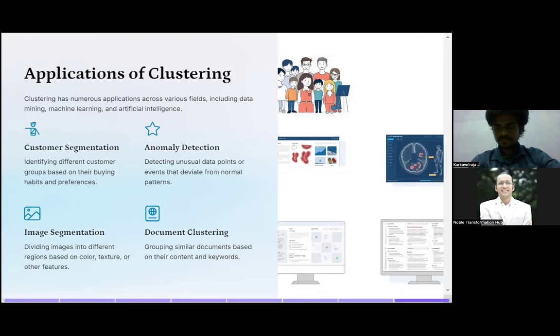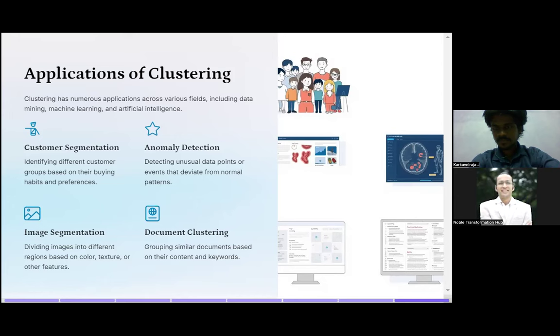Then we have image segmentation. It divides images into different regions based on color, texture, and other features. So it helps us again with images. That's why we use it in machine learning, and even in deep learning, with images and videos. Videos are again just images, frames per second. Videos are nothing but frames, so ultimately it comes down to images and pixels. So image segmentation helps us.